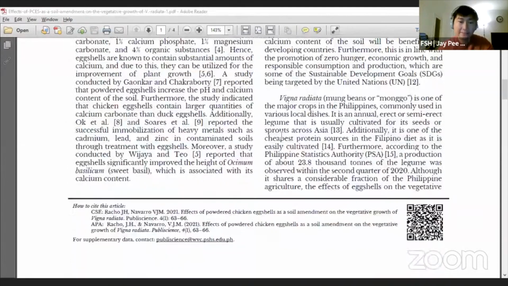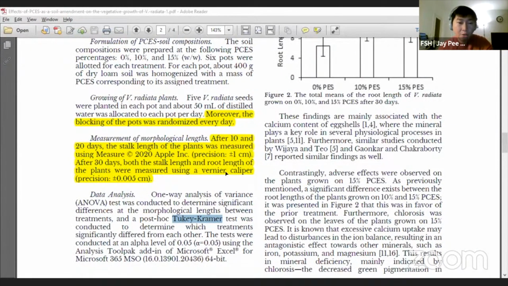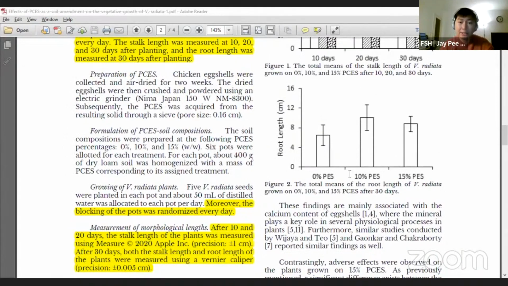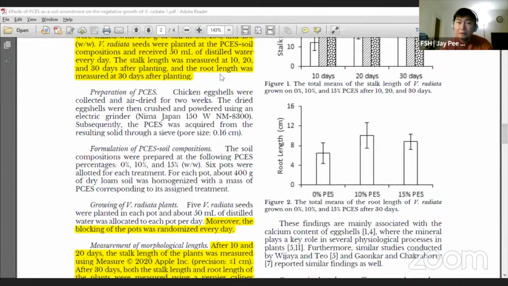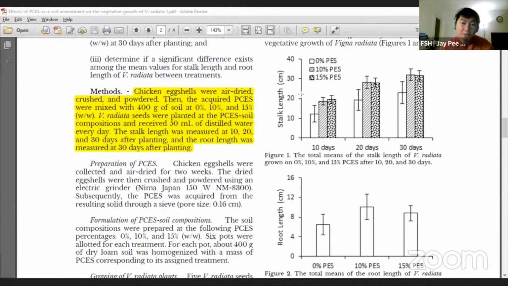So dito makikita natin that the data analysis involved one-way analysis of variance, and they also did this post hoc Tukey-Kramer test. So let's check if that is consistent with the website that I just showed. So ang independent variable natin dito is the amount of the PCES or the powdered chicken eggshells. So one independent variable, sorry. And yung dependent variable natin is the stalk length and the root length. So dalawang dependent variables.